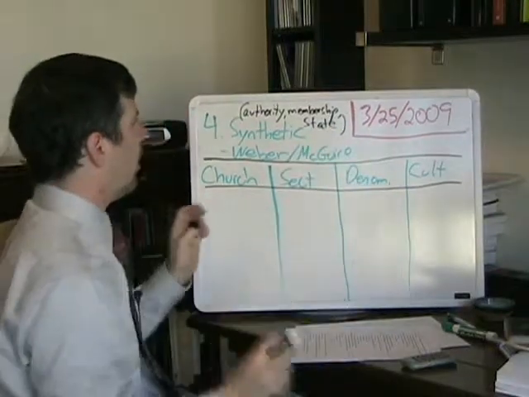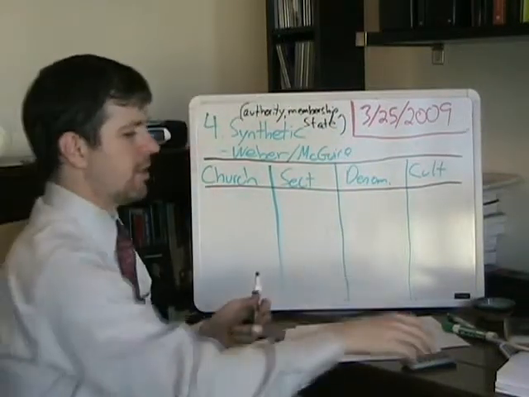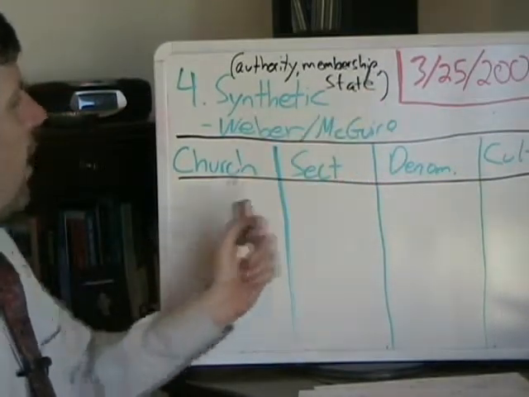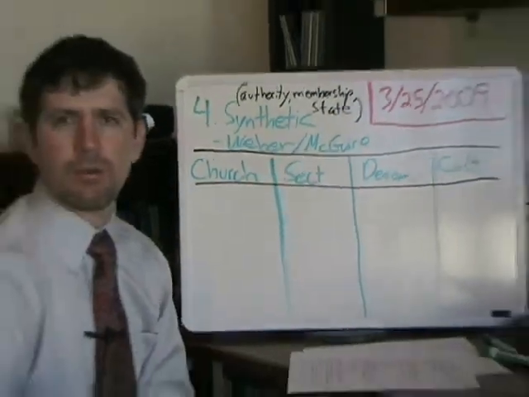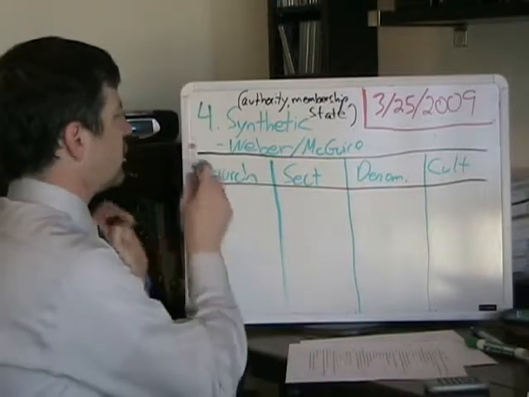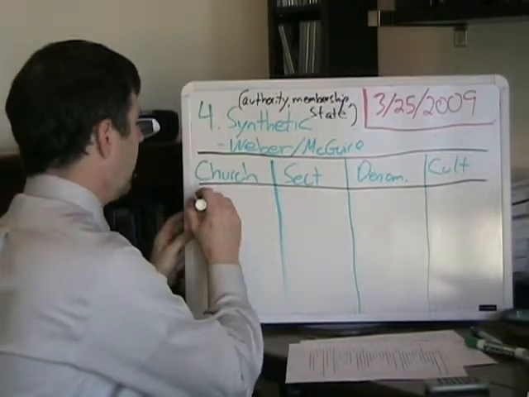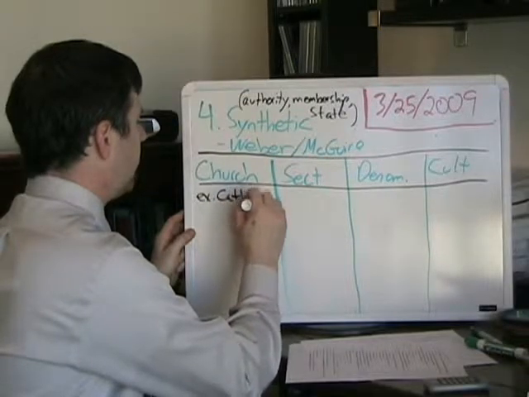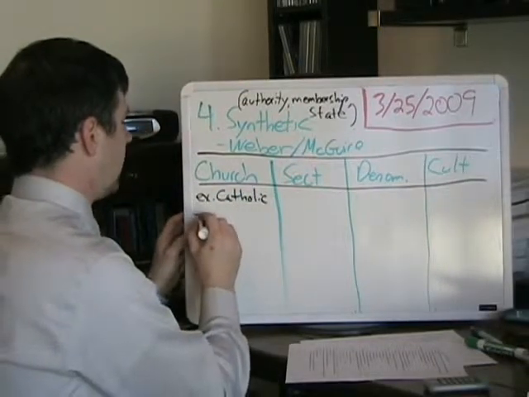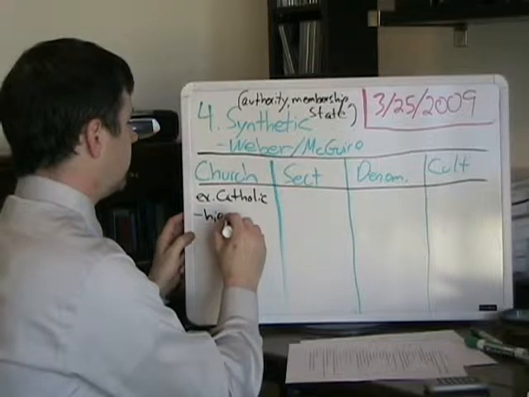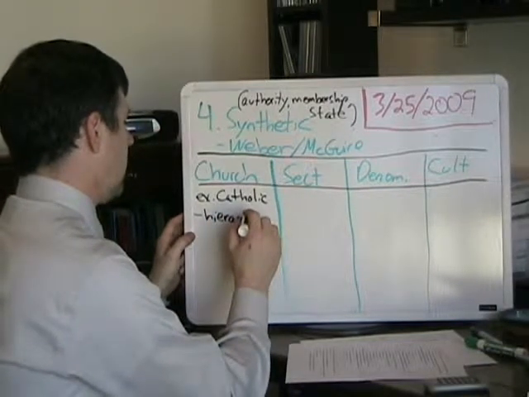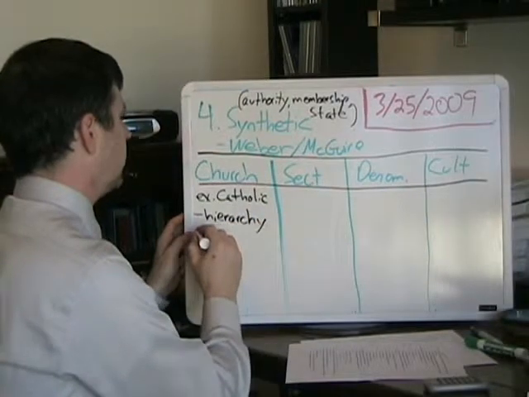Okay? So on these three criteria, authority, membership, and state, we can describe these four different types of religious organizations. The first, the church, the classic example. Think Catholic Church in medieval times. In this case, it's a hierarchical authority system. I'll put hierarchy, that works.